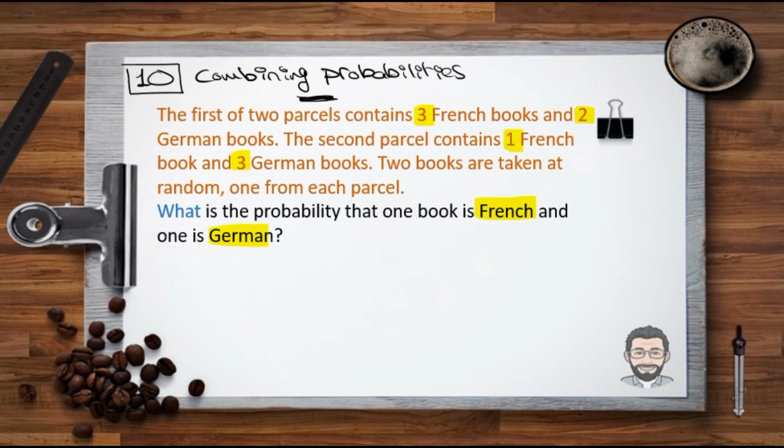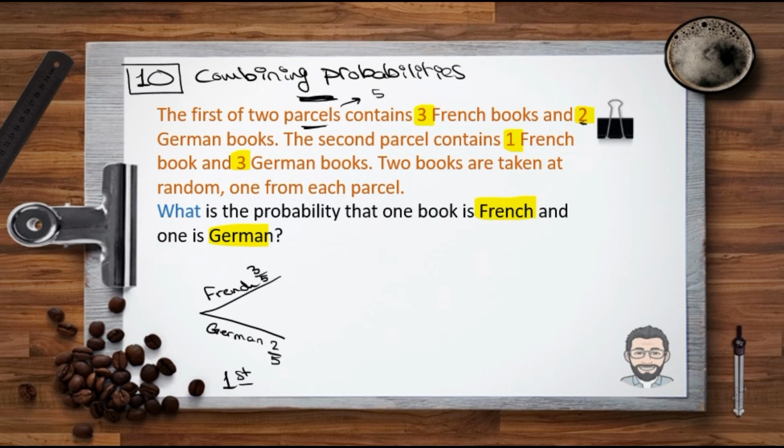Okay, now we're going to draw it. The first parcel, of course, is going to be 2 branches like that. The first is 3, he gives us a number. 3 out of what? We have in the first parcel how many books? Yeah, 5 books, 3 and 2. So if it was French, we're going to write what? 3 out of the total, yes, 5. Or German, which is 2 out of 5.